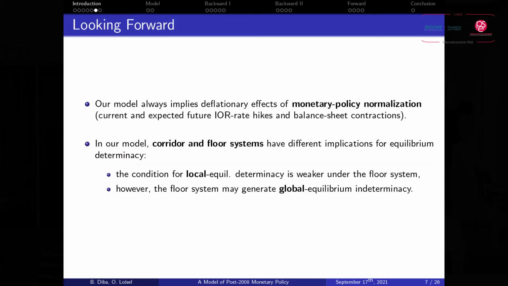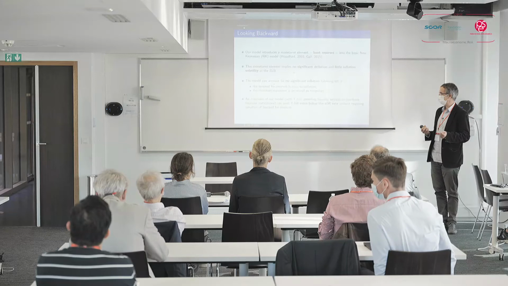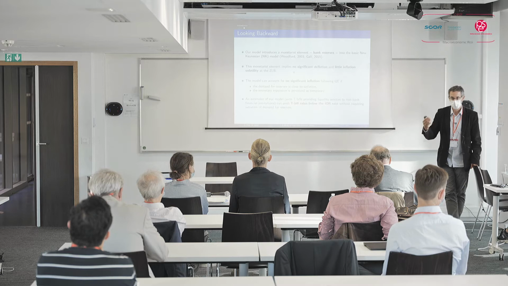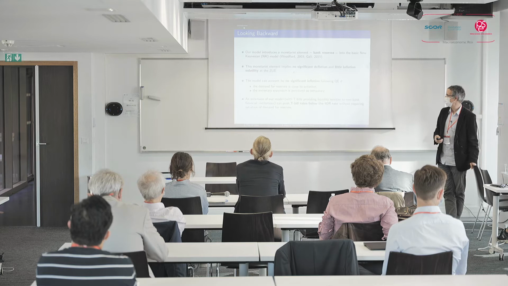So what we do is to introduce a monetarist element, which is going to be bank reserves, into the basic New Keynesian model. So we'll have a model that is a blend, in a sense, that will have New Keynesian features and monetarist features. And the monetarist element is going to be the one that buys us no significant deflation and little inflation volatility at the ZLB. But this monetarist element raises other challenges I've just talked about, in particular, inflation following QE.